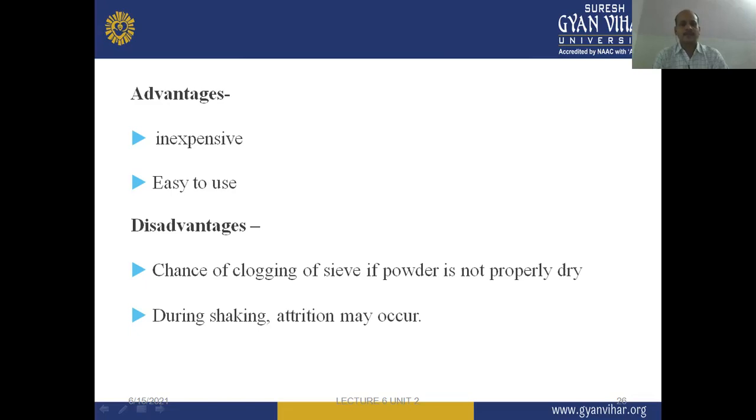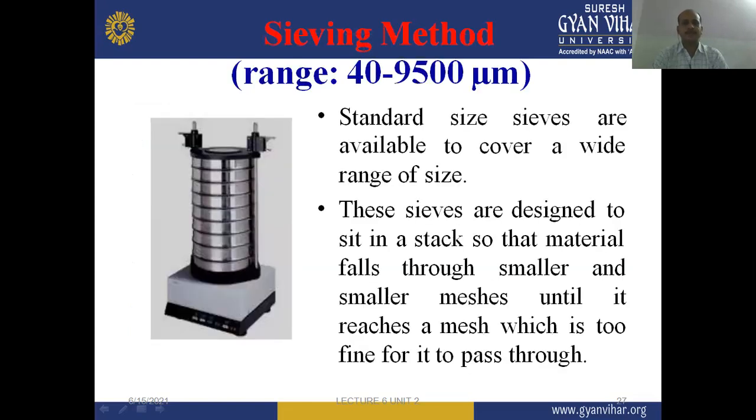sieving method. It is a very simple method and widely used in laboratory practice for determination of particle size for different solid powder samples, giving the particle size in the range of coarse powders. So it is widely used for the range of 40 to 9,500 micrometers. Standard size sieves are available to cover a wide range of sizes. These sieves are designed to sit in a stack so that material falls through smaller and smaller meshes until it reaches a mesh which is too fine for it to pass through.